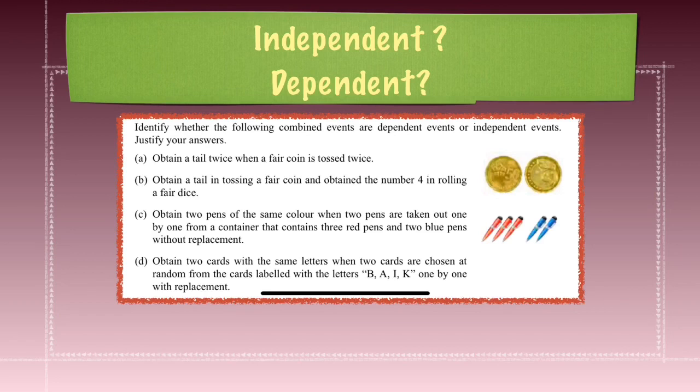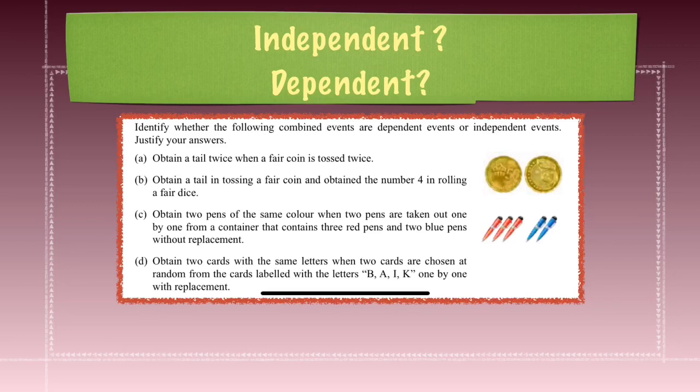Now let's discuss question B. Obtain a tail in tossing a fair coin and obtain a number 4 in rolling a fair dice. This is also an independent event because the probability of getting a tail in tossing a fair coin does not affect the probability of getting the number 4 in rolling a fair dice.